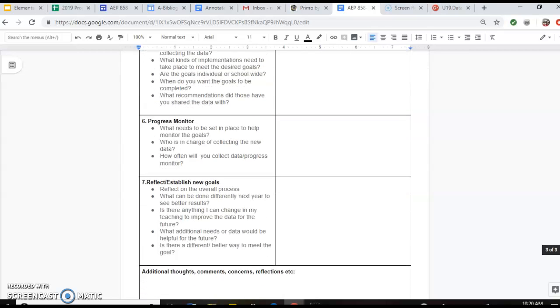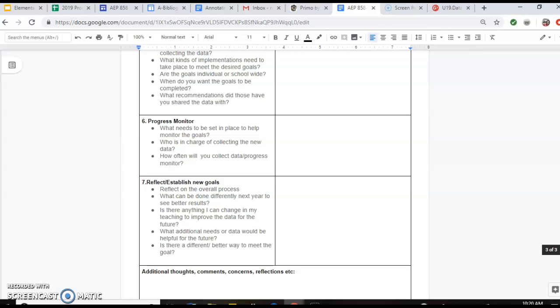Step 6 was to progress monitor. What needs to be set in place to help monitor the goals? Who is in charge of collecting the new data, and how often will you collect data and progress monitor things? And then 7 is you've got to reflect on the whole process, but you've also got to establish new goals.